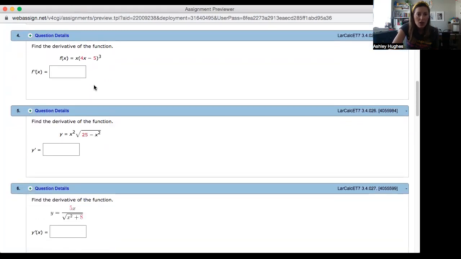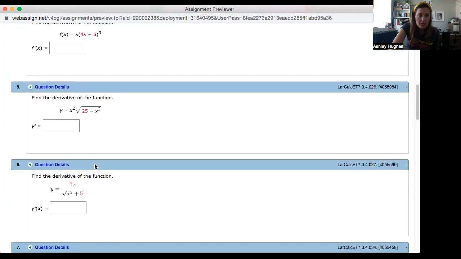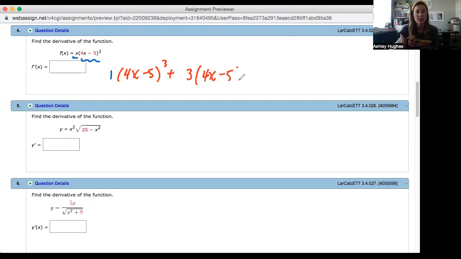Now, these problems 4, 5, and 6 are a little bit different, because you have the chain rule, and within the chain rule, you also have the product rule, because you have two functions of x. That's the difference here. This one, I have a first function, x, and then I have a second function, (4x - 5) cubed. So we're going to say the derivative of the first times the second, plus the derivative of the second, which is the chain rule, times the first.